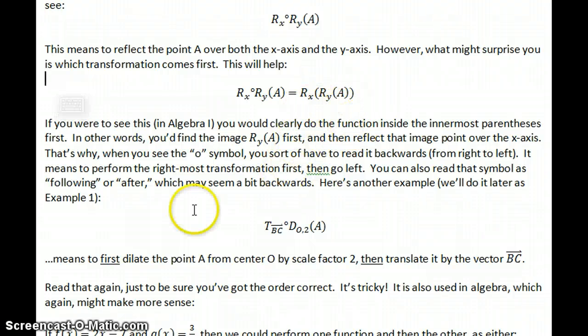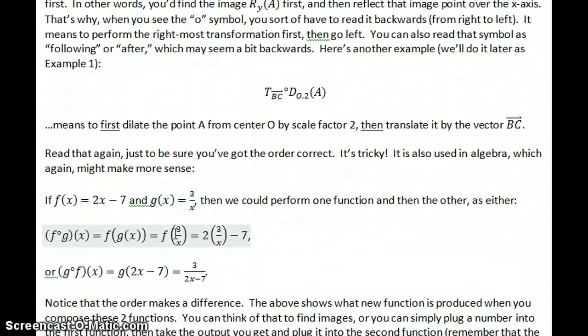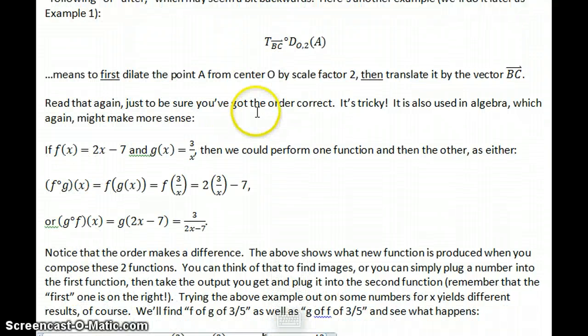All right, then I've got some examples of that down here. Of course, you can read this. But if you were to see this little thing right here, it would mean, okay, we're going to start with pre-image A. The first thing we're going to do with it is dilate it from center O by a factor of 2. And then once we get to that image point, we will put it directly into this transformation, which is translate by vector BC. We'll do that in a real example in a minute.